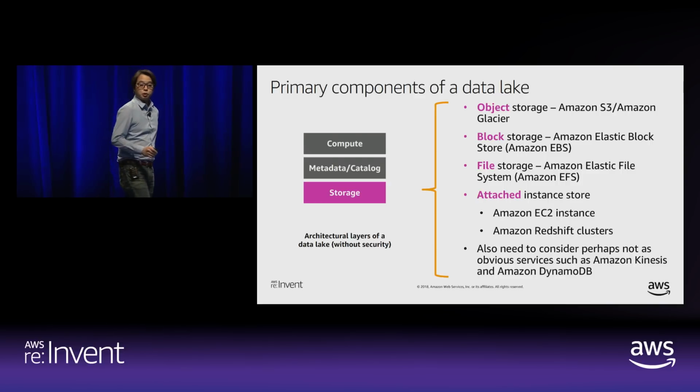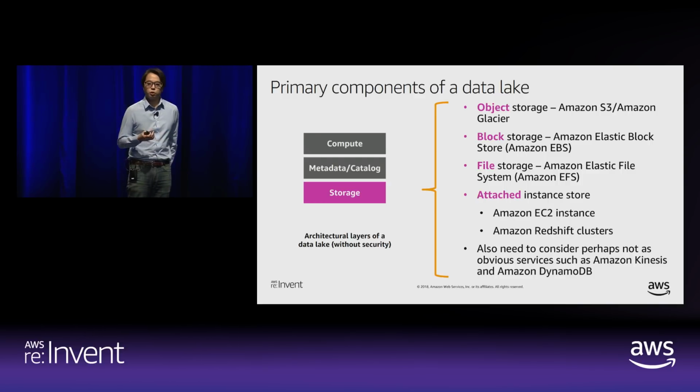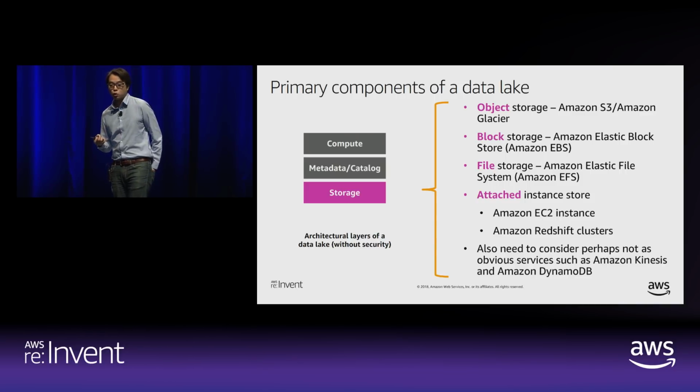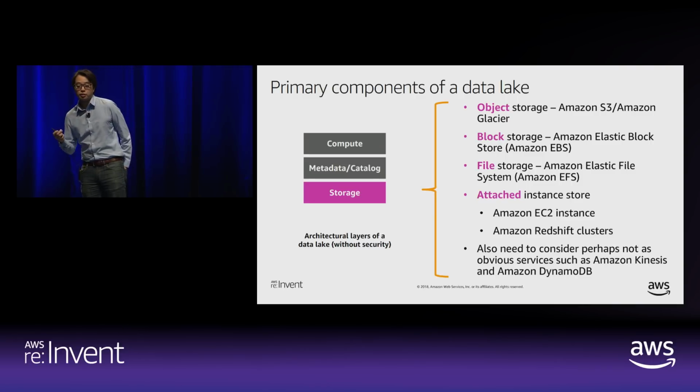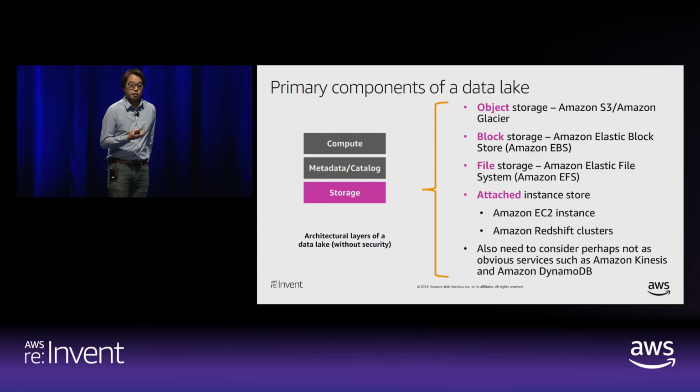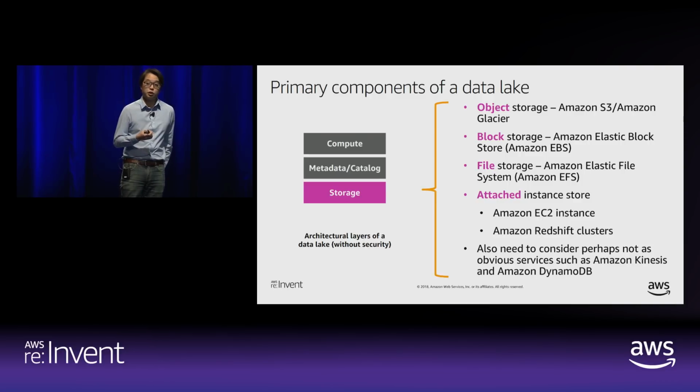So let's talk about storage first. Storage is not just your storage on an EC2 instance. You need to consider object-level storage, that's storage on S3 or Glacier. You need to consider block-level storage: stuff in EBS, stuff on, say, EFS, stuff on your attached instance store on EC2, stuff in your Redshift clusters, and some things that might not necessarily be intuitive, right?